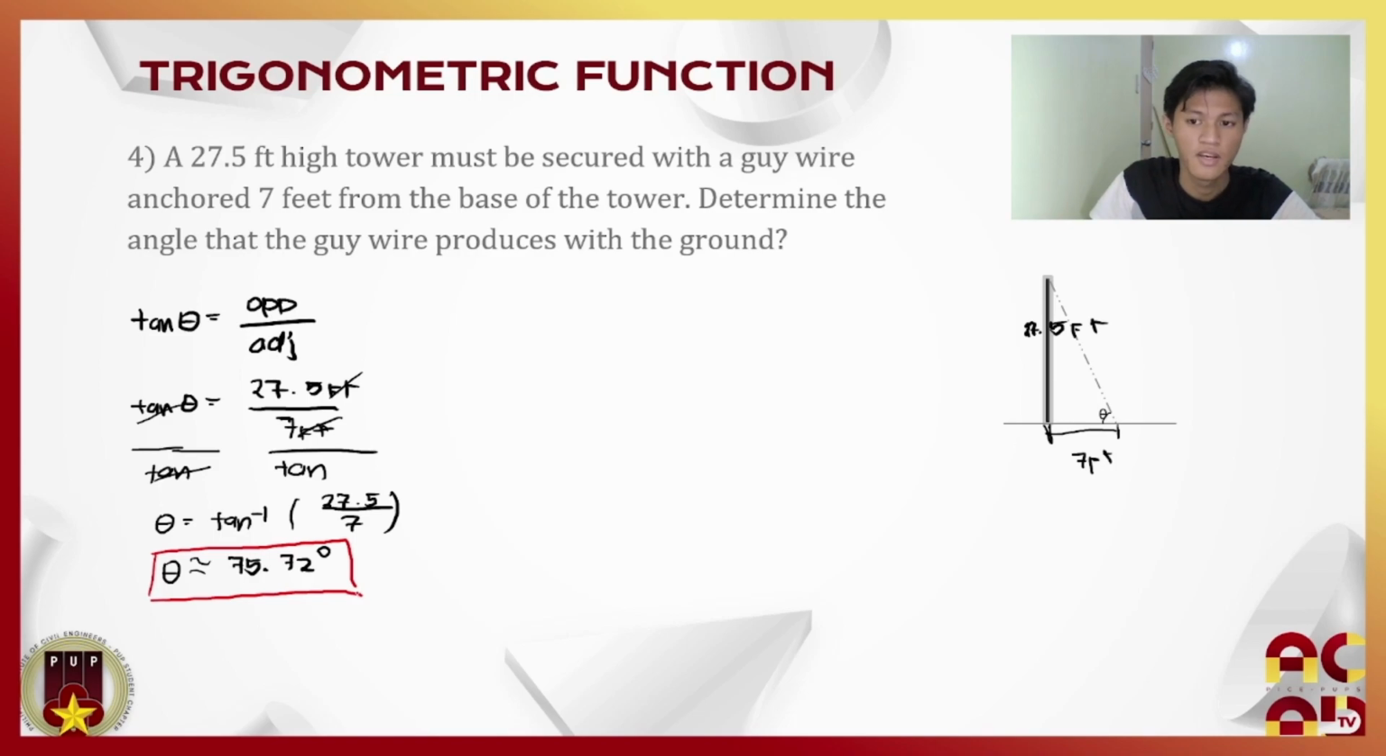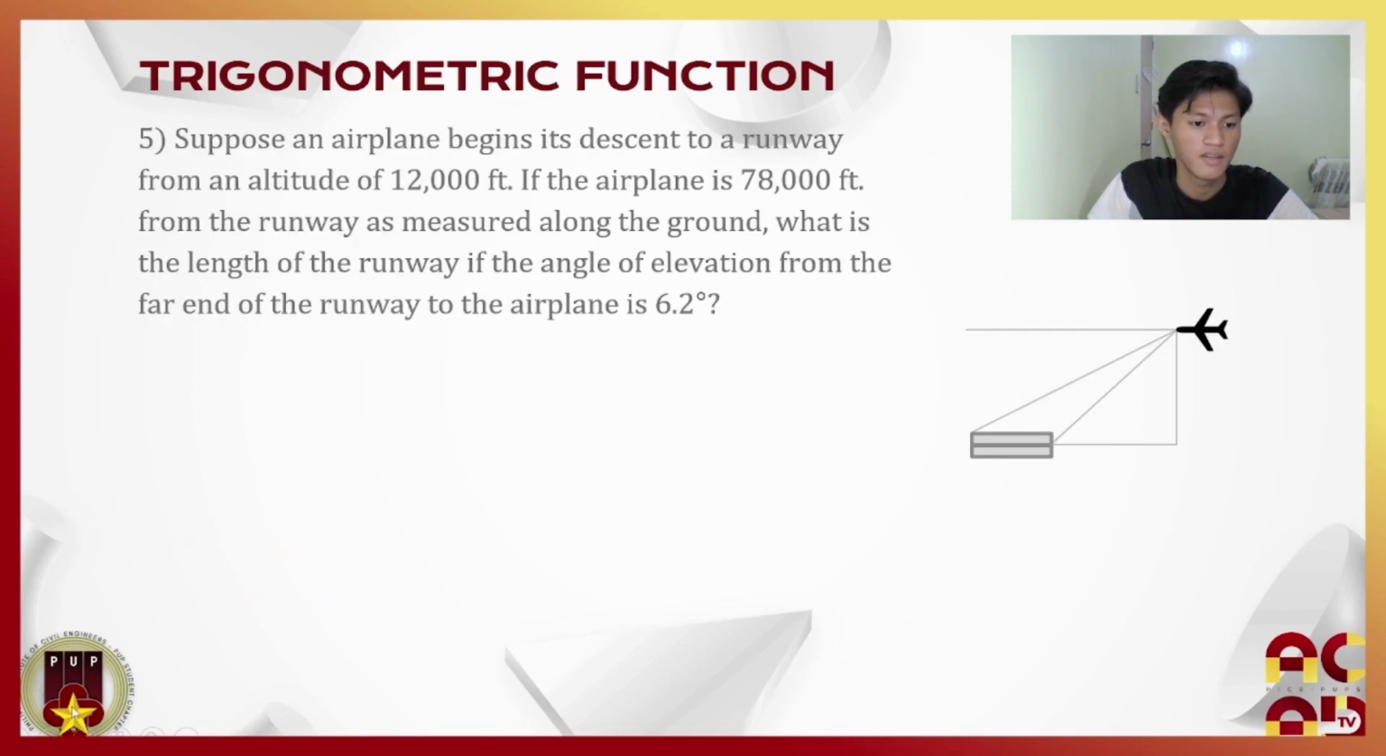So, ito yung angle na napoproduce ng ating guy wire with the ground. So, nagme-make sense naman kasi less than siya ng 90 degrees. Yan, so 75 degrees siya. And then, next.